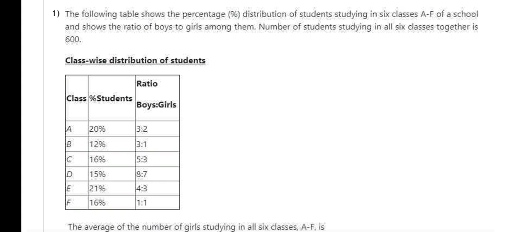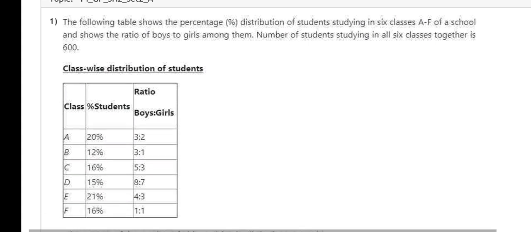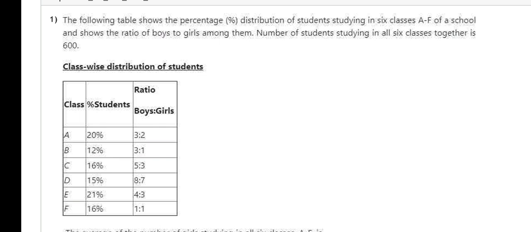The first question that we have got is related to maybe data interpretation. It says the following table shows the percentage distribution of students studying in 6 classes A to F of a school and shows the ratio of boys to girls among them. Number of students studying in all 6 classes together is 600.